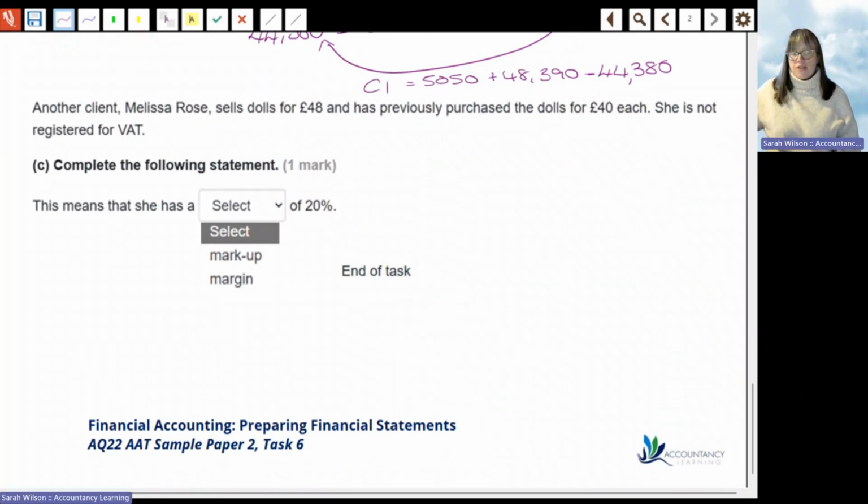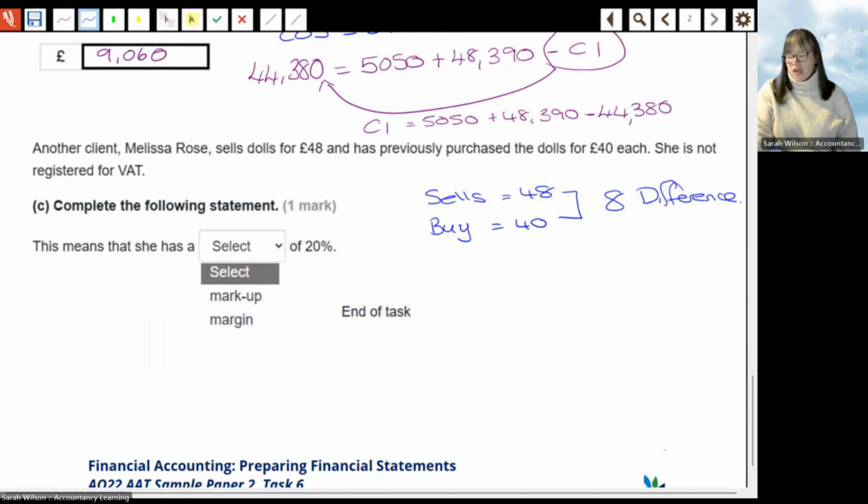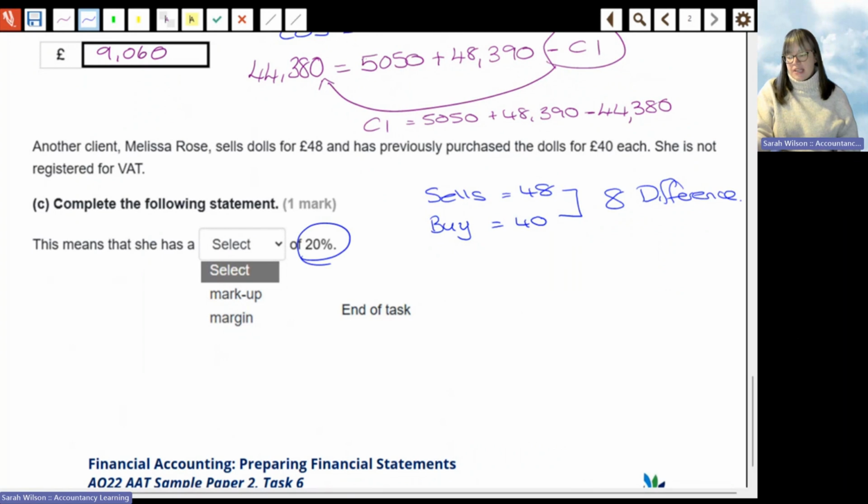Another client, Melissa Rose, sells dolls for £48 and previously purchased the dolls for £40 each. She's not registered for VAT. This means that she has, and then we need to decide, is it markup or margin of 20%? So she sells at 48 and she bought them at 40. So we've got an £8 difference there. Now we're looking for 20%.